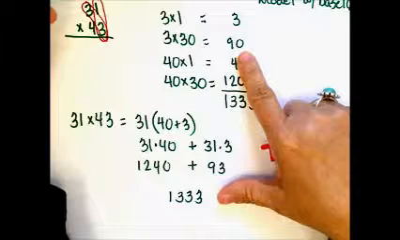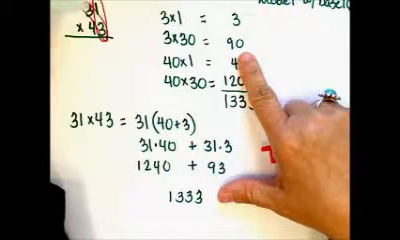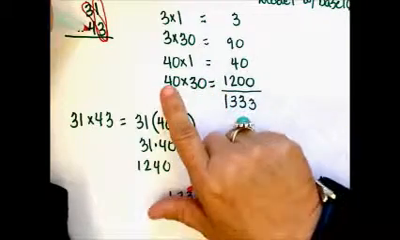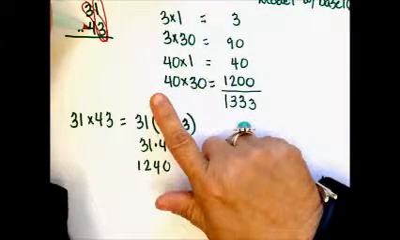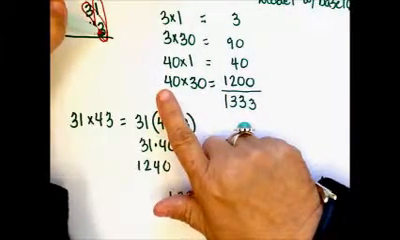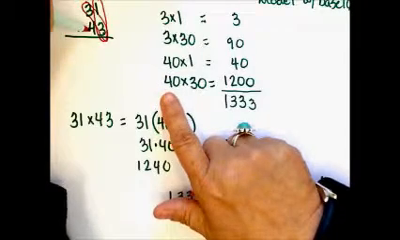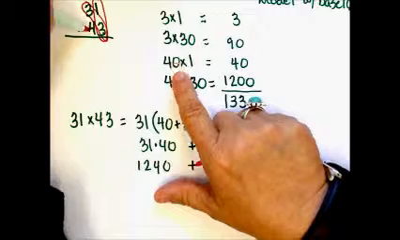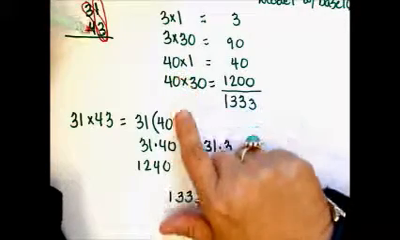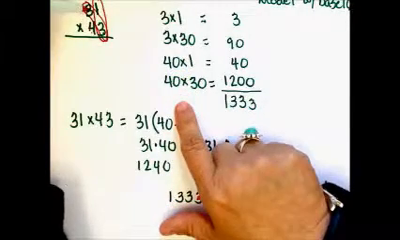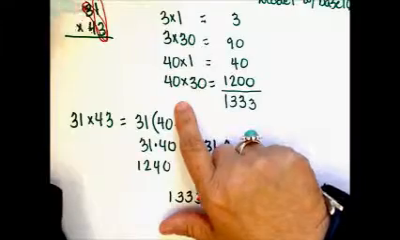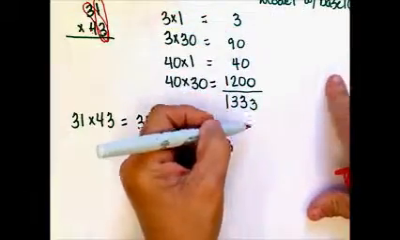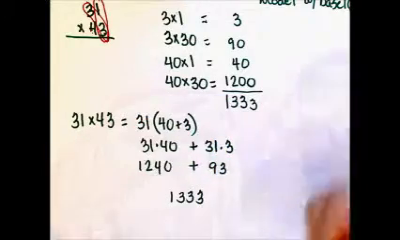Alright, now I'm ready to work with my 4. But the value of that 4 is not 4. Okay, the value of this 3 was 3 units. But the value of that 4 is 4 tens, or 40. So 40 times 1, and then the value of this one is 30. So 40 times 30 is 1200. So then I would add up all those answers, and I would get 1,333.